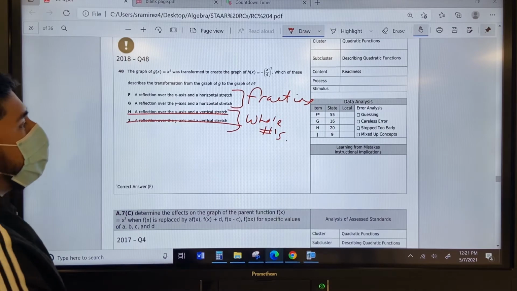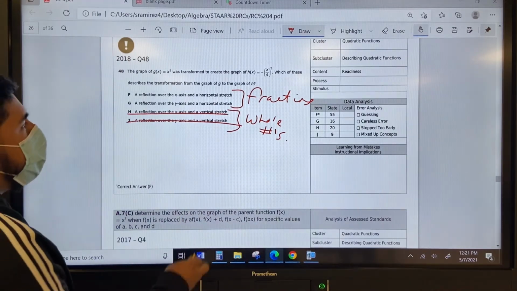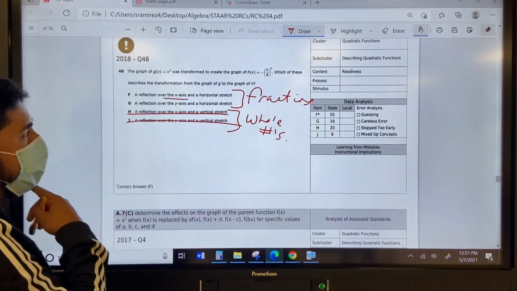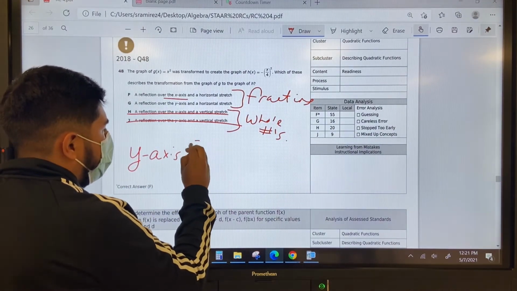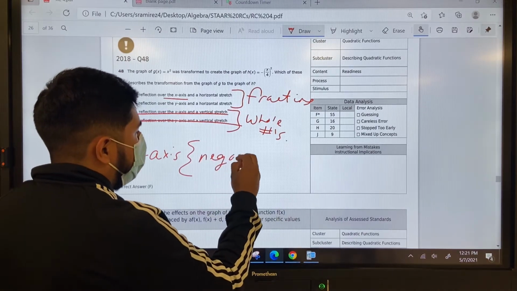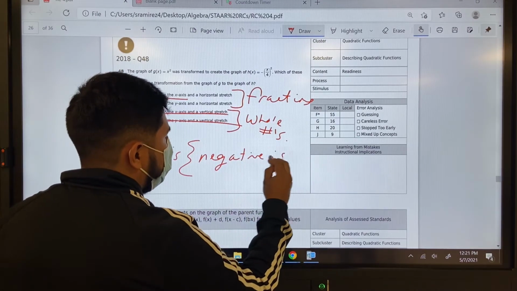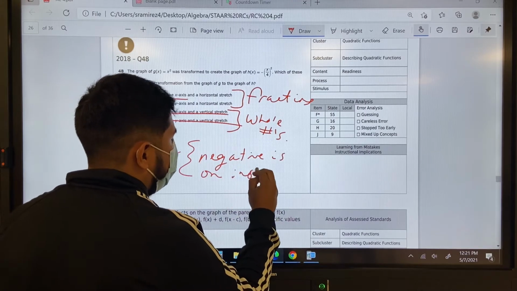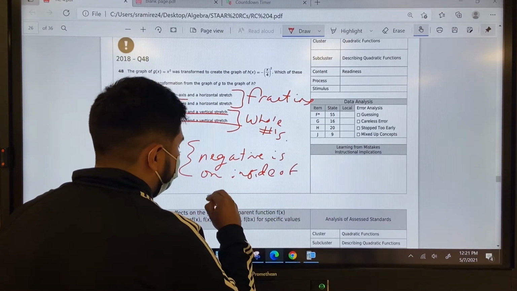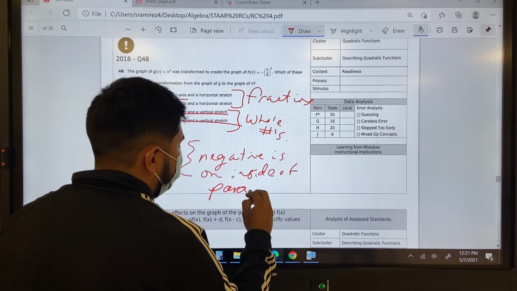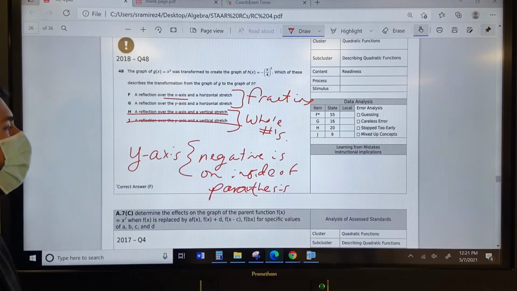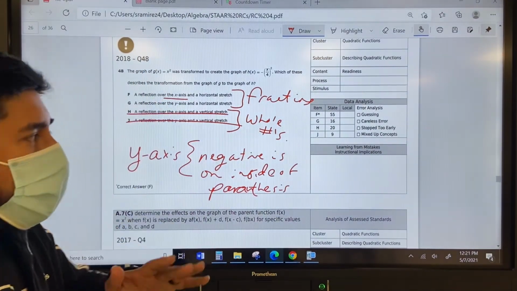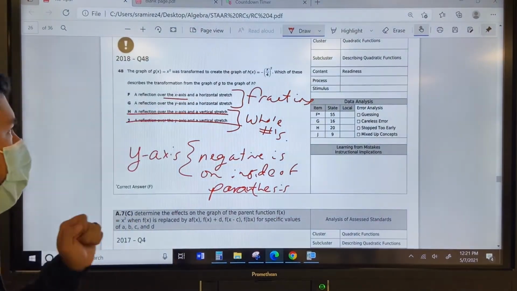Next, the negative. It's on the outside. So because it's on the outside, that's the x-axis. Y-axis, negative is on the inside of parentheses. Okay? That's all I can tell you, but if you see something like this, maybe it happens, maybe not. Educated guess, I promise.